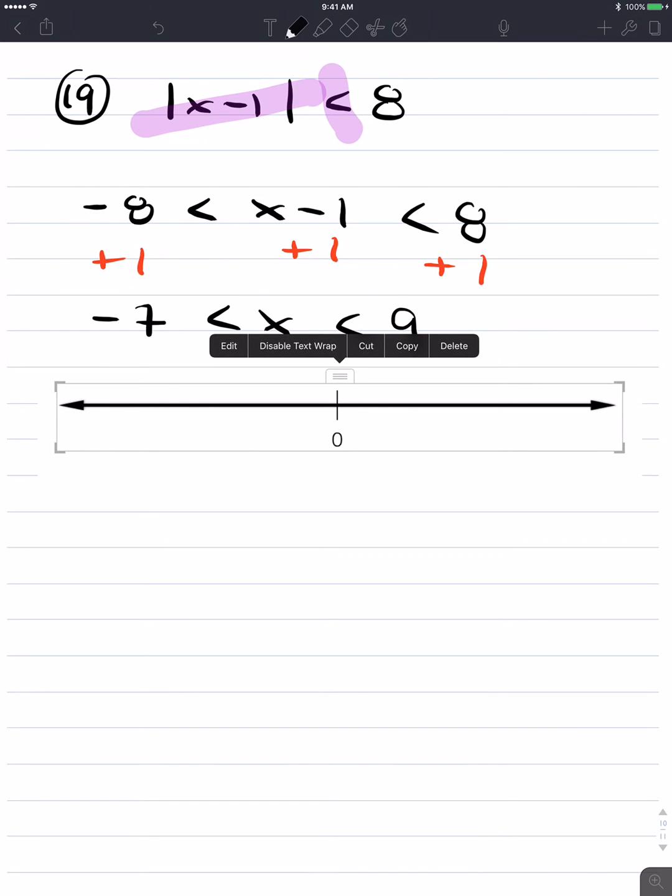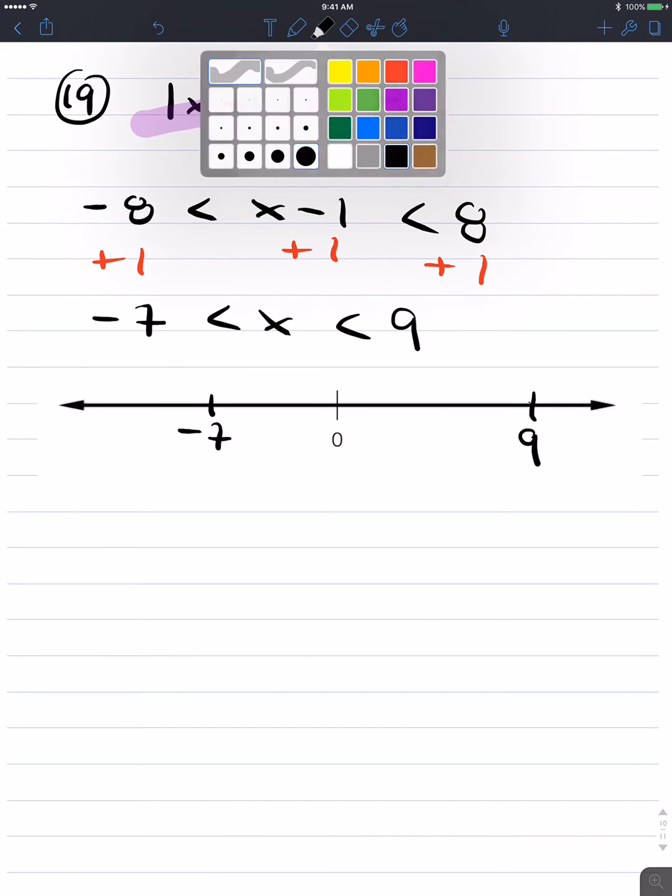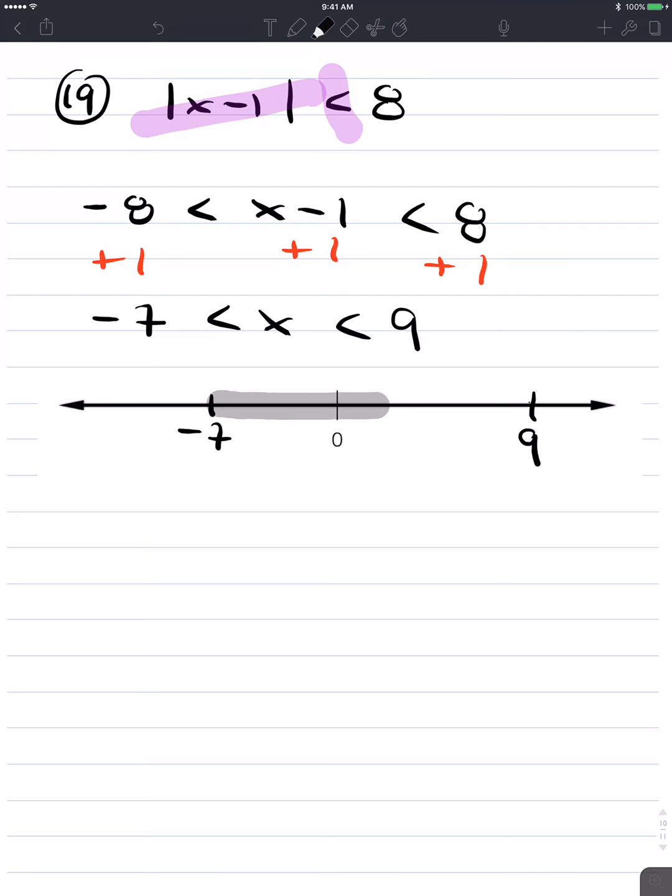We're going to graph. Negative 7 is to the left with all the negative numbers. Positive 9 is to the right. We're going to shade the numbers that are between negative 7 and positive 9. This is a strict inequality because we have less than, parentheses, parentheses. Interval notation would be negative 7 up to positive 9.